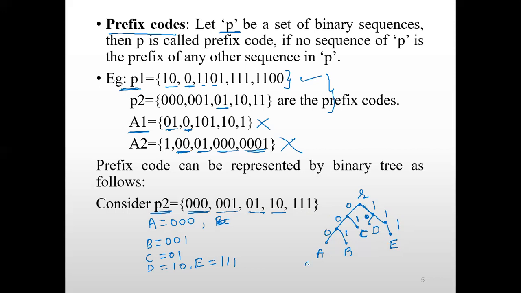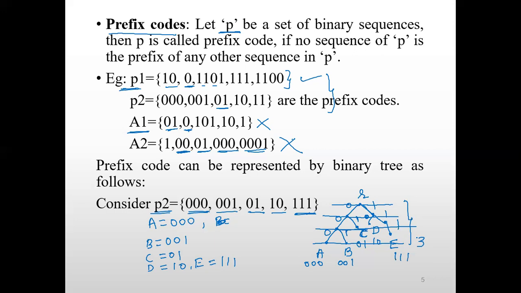So A is the sequence 0, 0, 0. B is the sequence 0, 0, 1. And C is 0, 1. And D is 1, 0. And finally we have E as 111. Here it is the root level, here it is level 1, and again we have level 2, and finally level 3. The highest length of a sequence in the given prefix code is 3. Hence the height of this tree is 3.